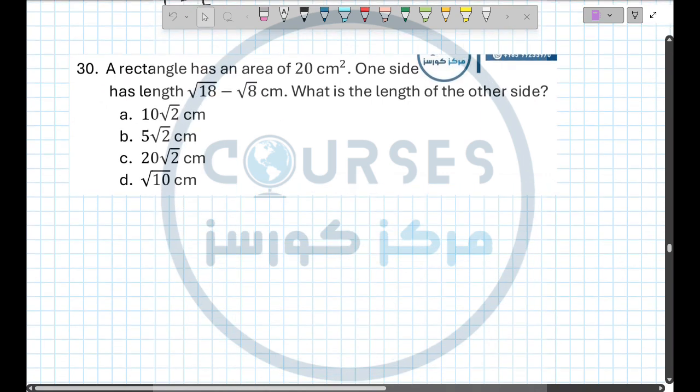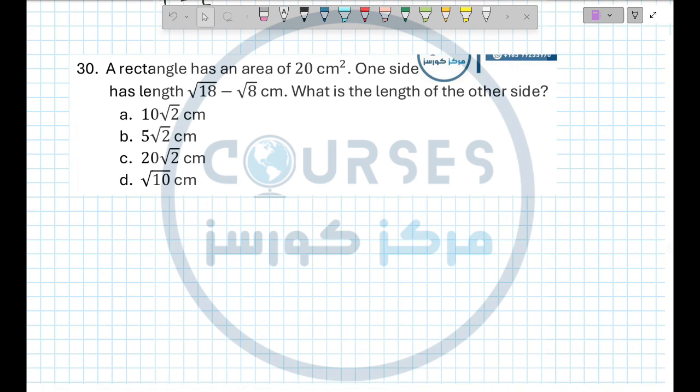Okay, this is really similar to it. A rectangle has an area of 20 centimeters squared. One side is square root of 18 minus square root of 8. What is the length of the other side? Okay. First, let's simplify that square root of 18 minus square root of 8.